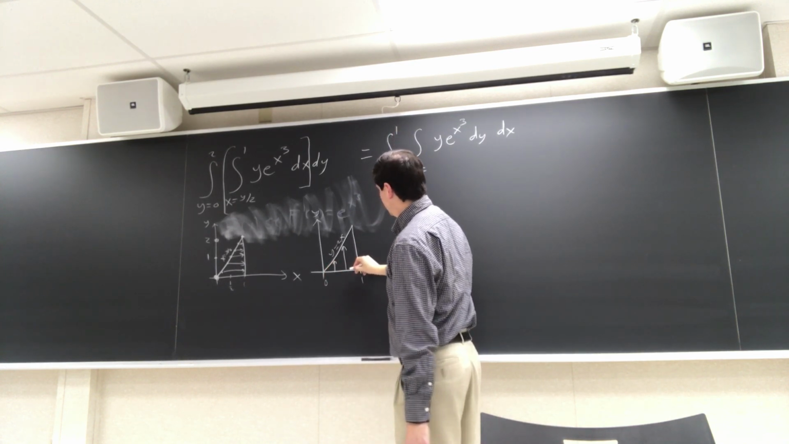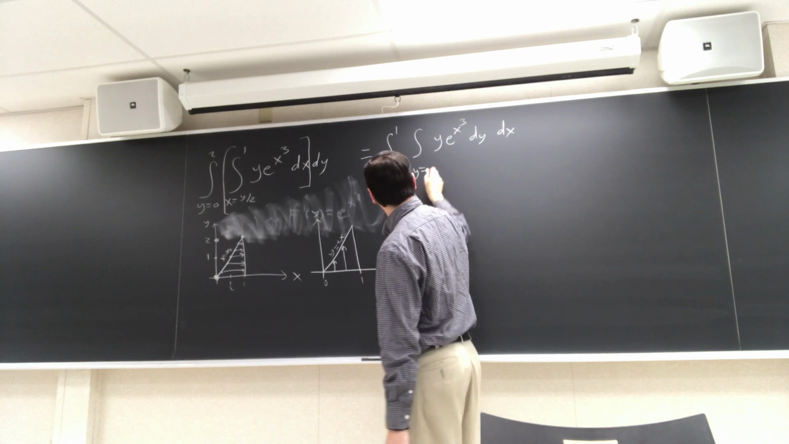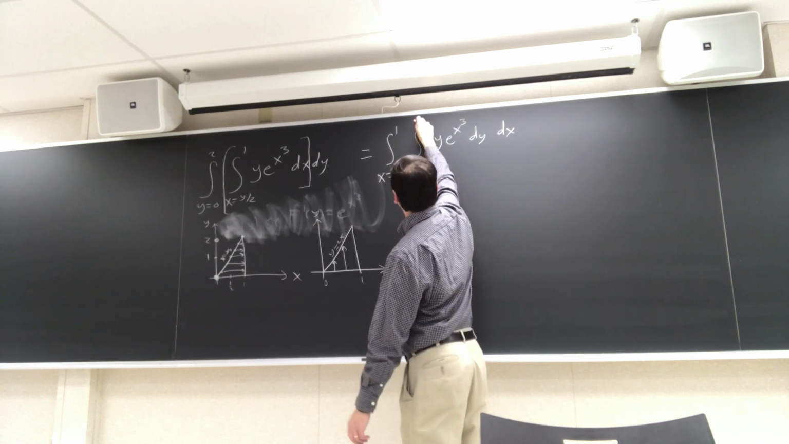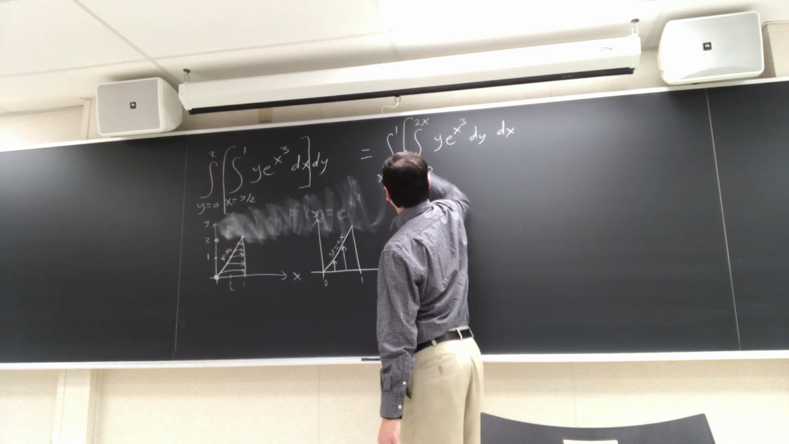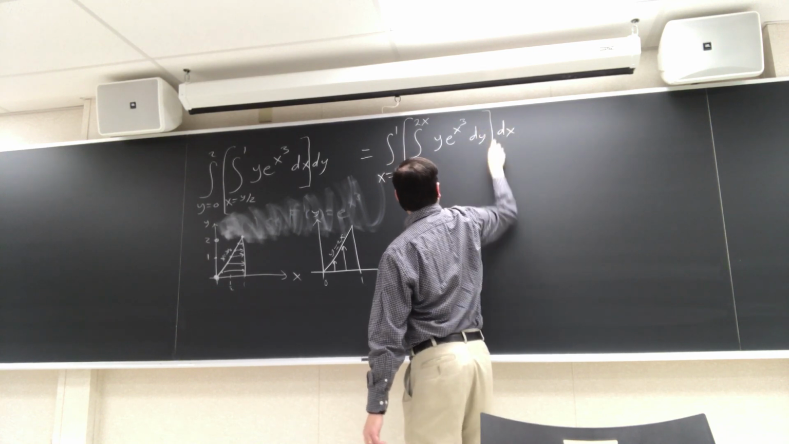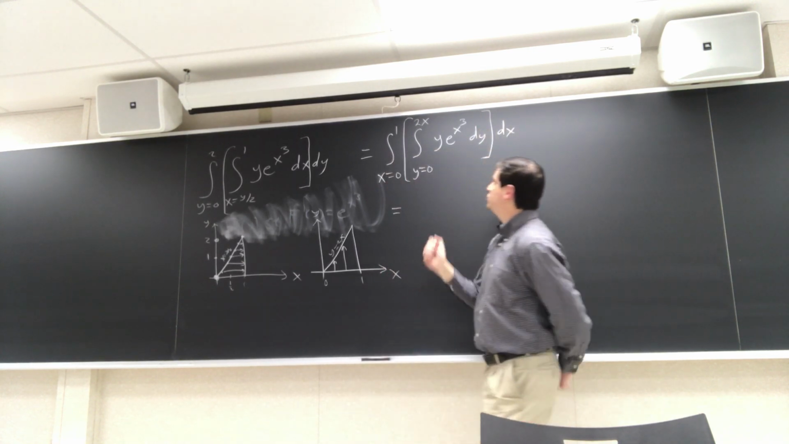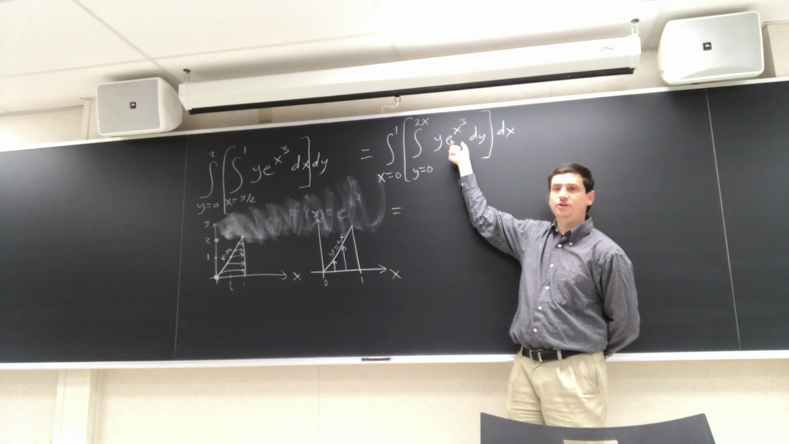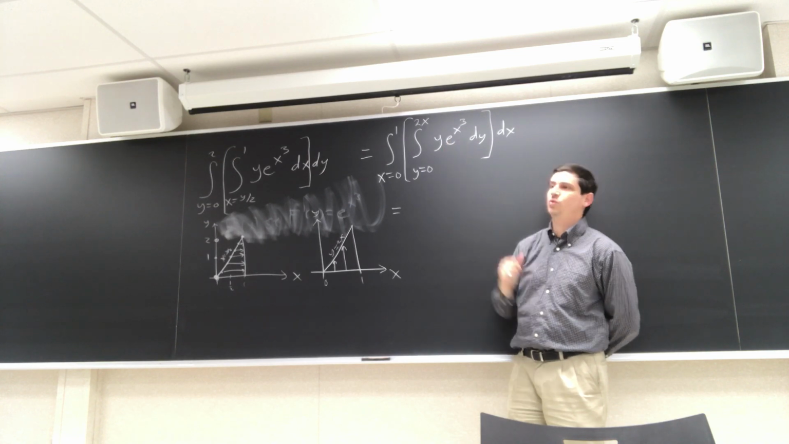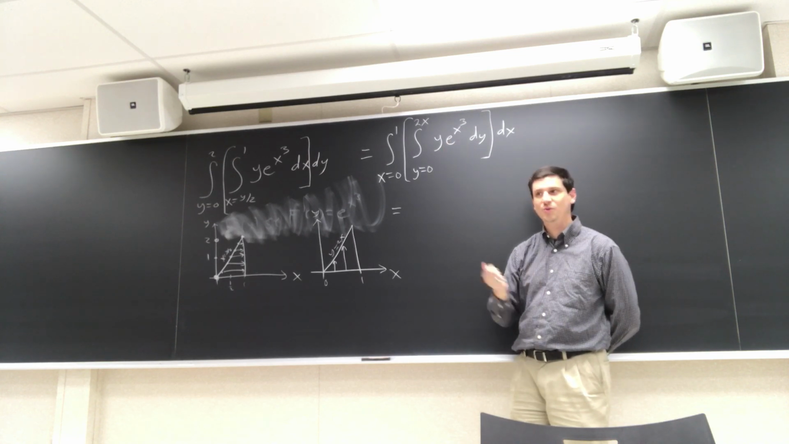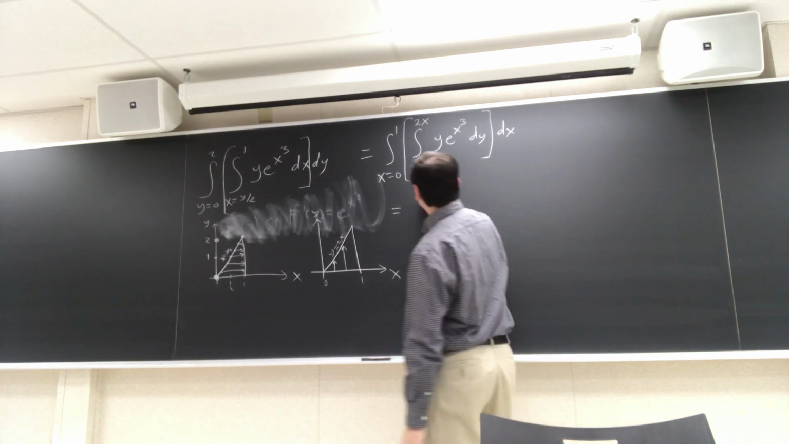And now what is y going to go? Y is always going to start at 0. And y goes all the way up to 2x. Okay. So now we want to find a function whose derivative with respect to y is y. All right, what would that be? Y squared over 2.